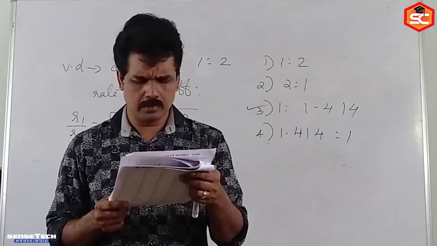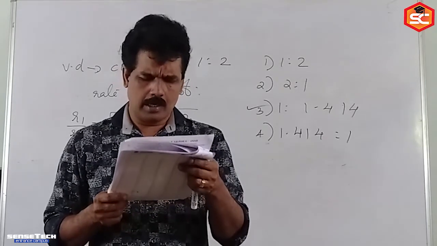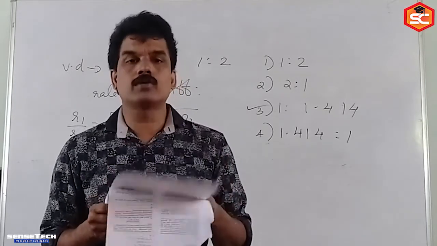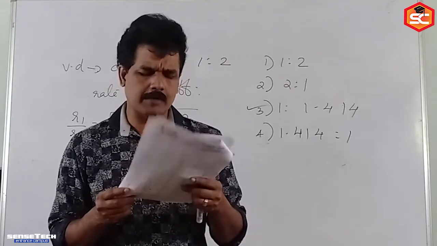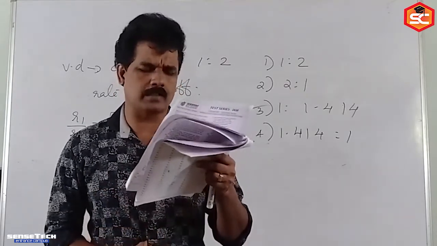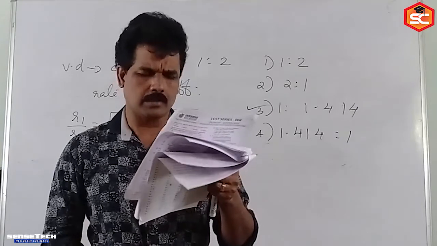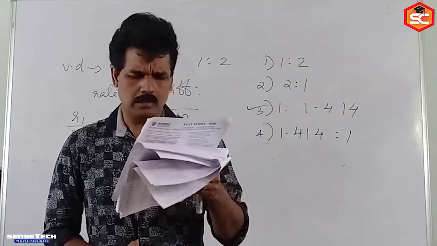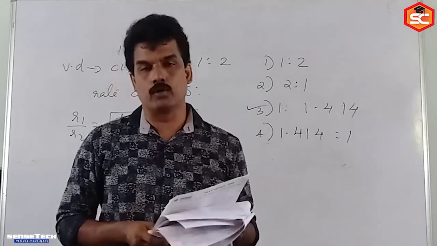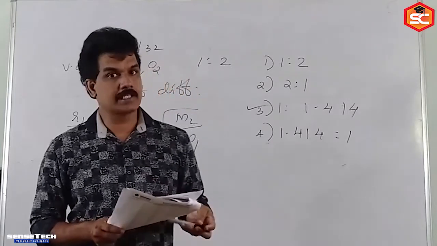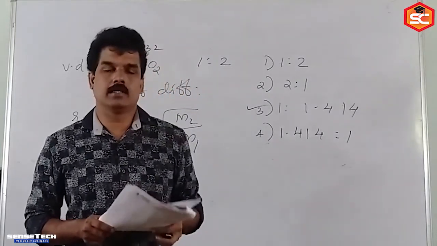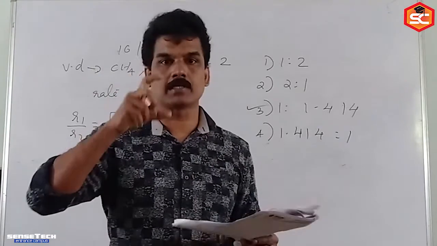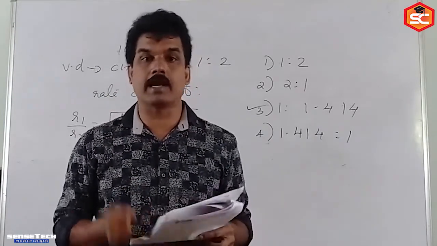The next one: the gases are at absolute temperature, 300 Kelvin and 350 Kelvin respectively. The ratio of average kinetic energy of that molecule is, the ratio of average kinetic energy. The absolute temperatures of two gases are given. What is the ratio of their kinetic energy?